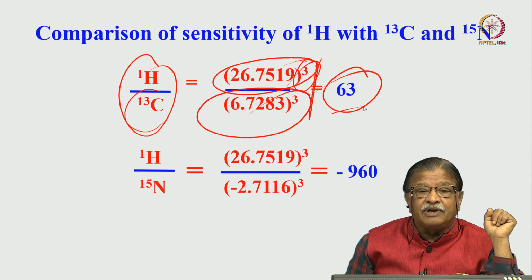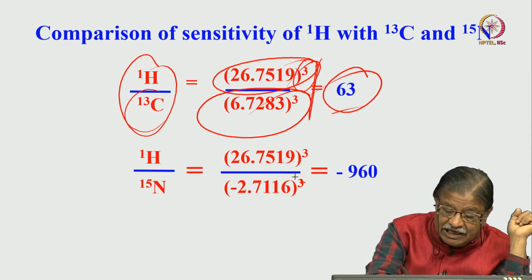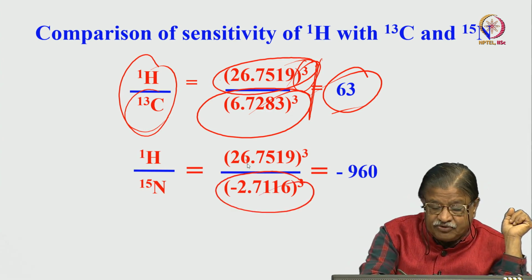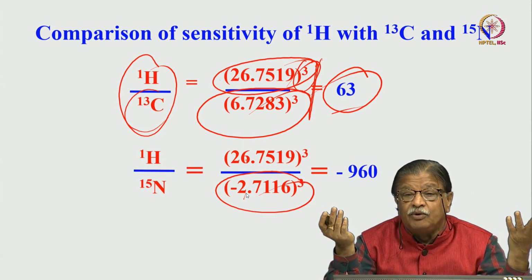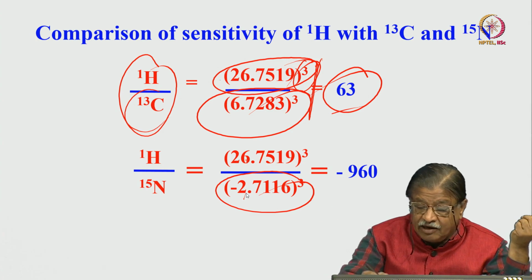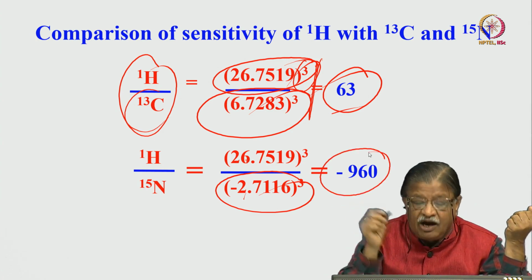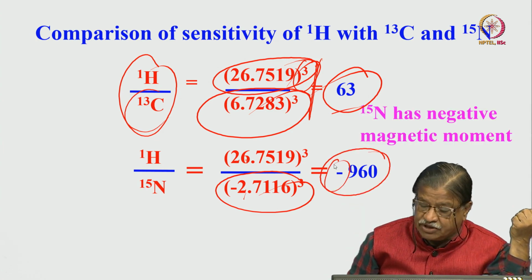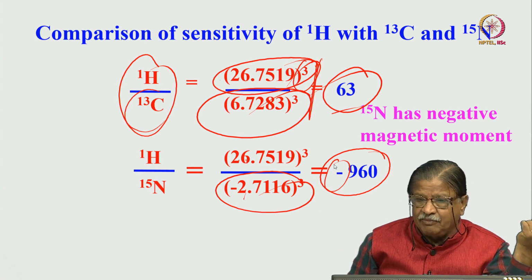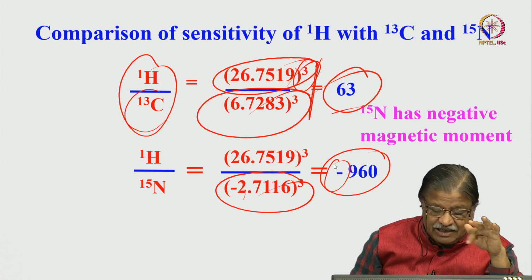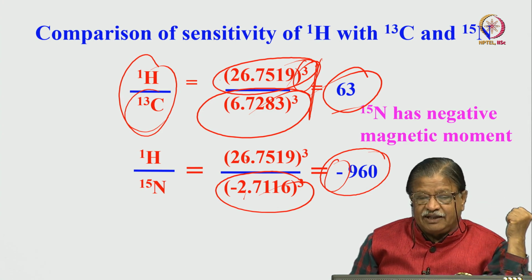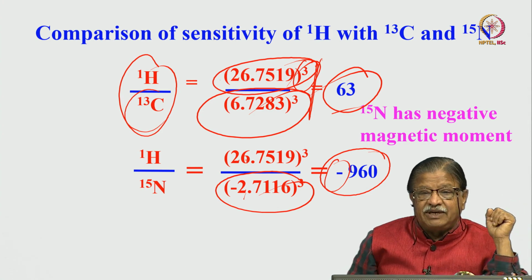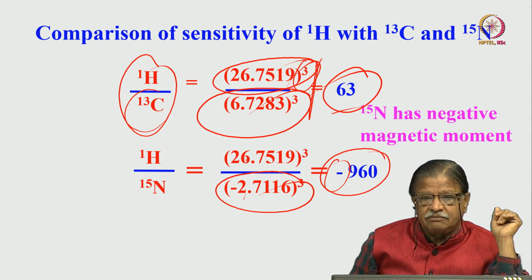Now, let us see what happened to nitrogen. Nitrogen has almost 10 times lower gamma compared to that of proton. So, 10 cube is 1000. So, it is almost 1000 times smaller. Of course, nitrogen 14 has a negative magnetic moment, but that is a different question and not a point to be understood now, because that comes only for NOE and others. But right now sensitivity is 1000 times smaller.